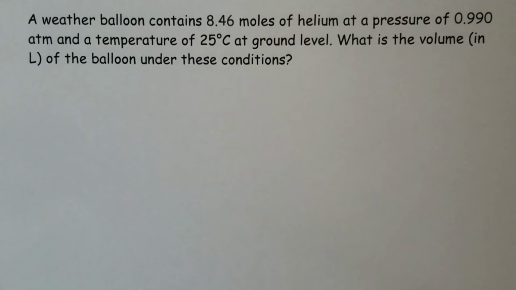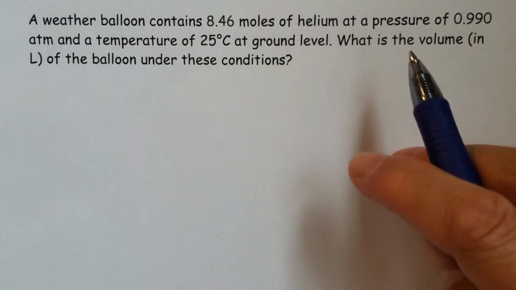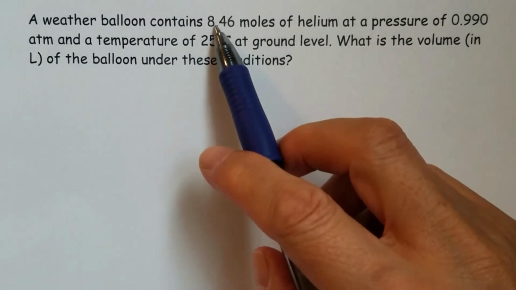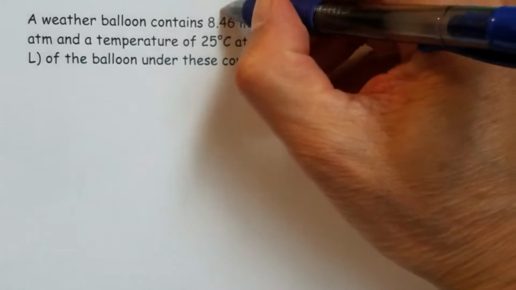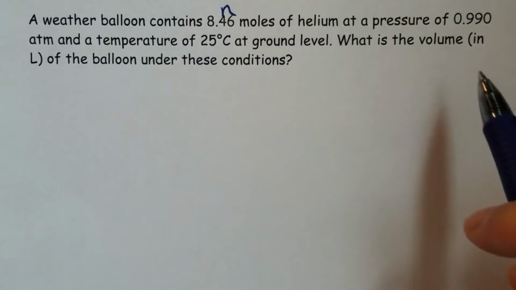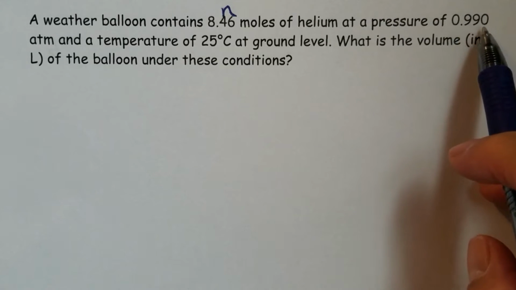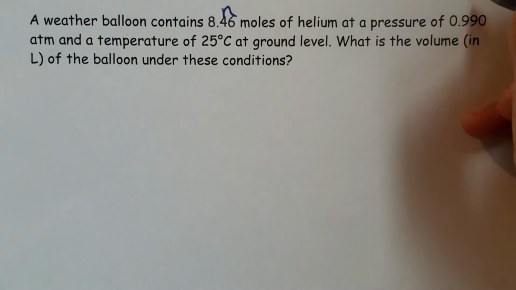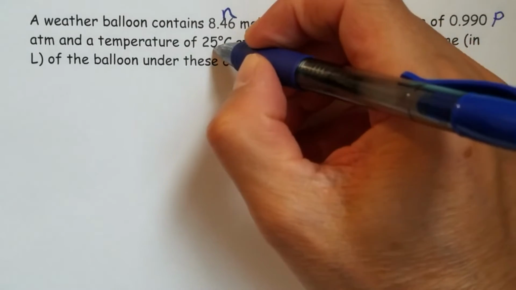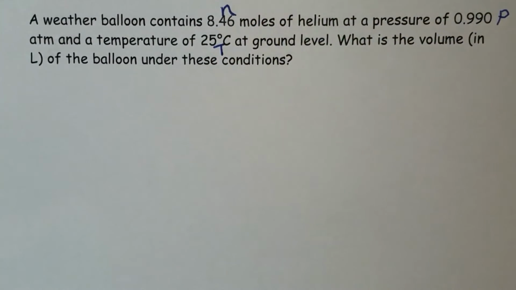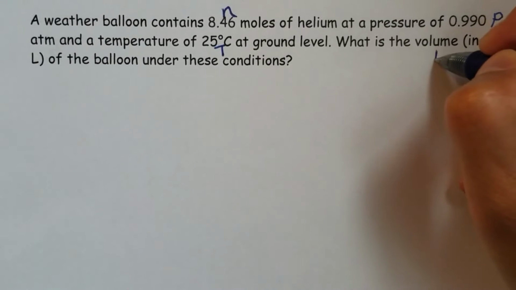After reading this question, now let's label those quantities given. 8.46 moles, that's the number of moles. And pressure, 0.990 atmosphere, so that's P. Obviously, this is a temperature, 25 degrees Celsius. Now what is asked? Volume.